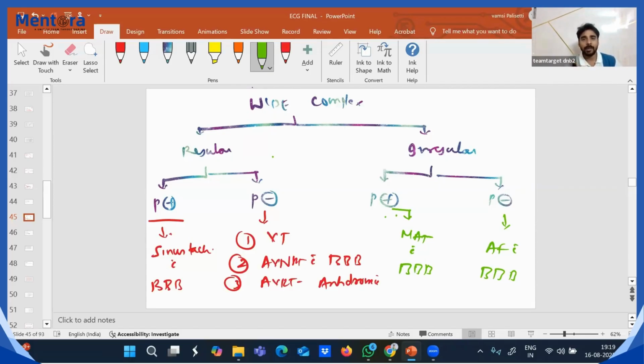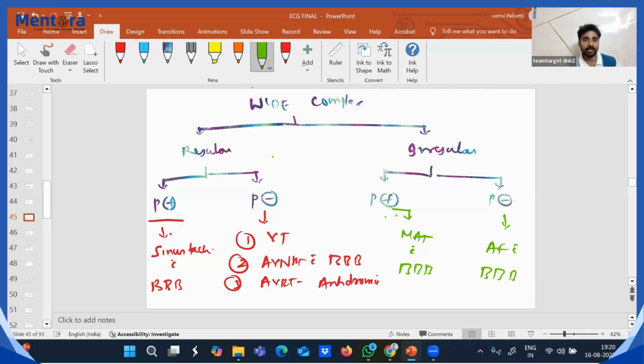So wide complex means the depolarizing current is originating from the ventricle and passing through the ventricle. Because ventricular muscle is not specialized conducting tissue, it depolarizes slowly, so your QRS will be wide. Right? So there are some ways to differentiate the different wide complex tachyarrhythmias. You see 2 things, one is regularity and the other is the P wave. If it is regular, P waves present, it is sinus tachycardia only, but with a pre-existing bundle branch block. If regular, P waves absent, 3 DDs are very very important: ventricular tachyarrhythmia, AVNRT with bundle branch block, or AVRT with an antidromic pathway. This we discussed in the previous class.